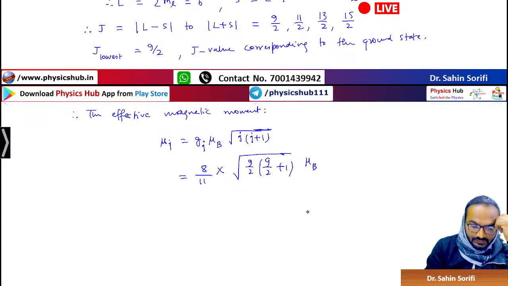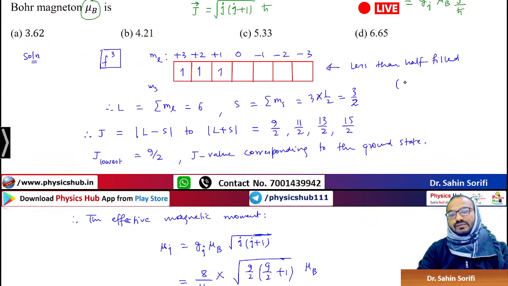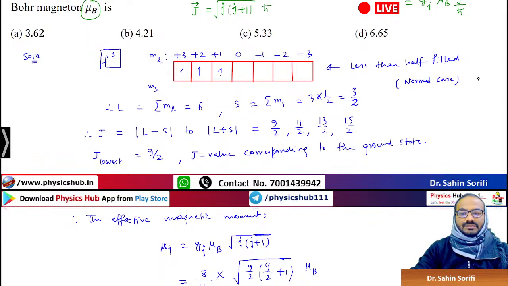Inverted case for more than half field. Yes. Here normal ordering, less than half field. This is a normal case. Lowest j will lie lowest.